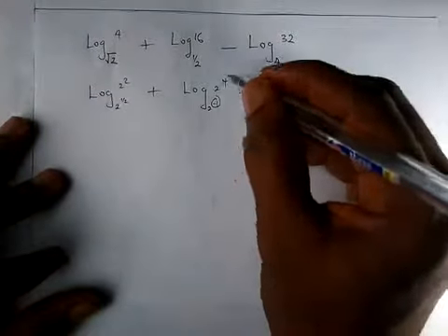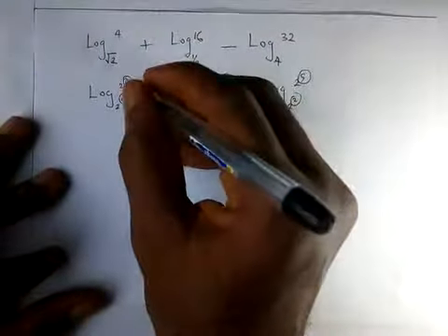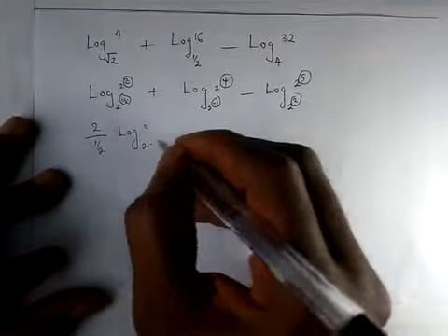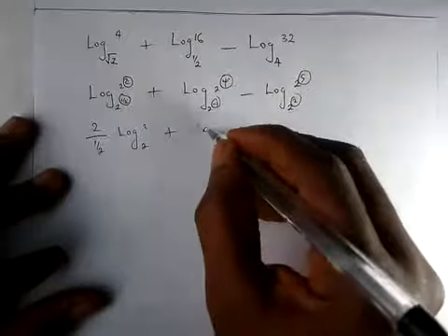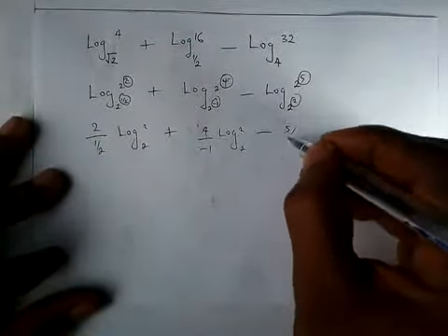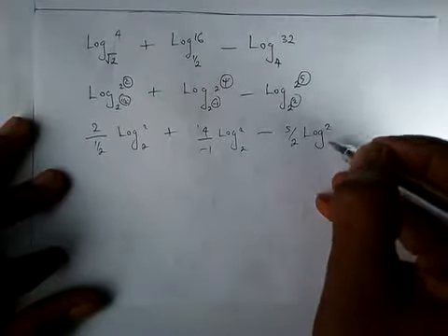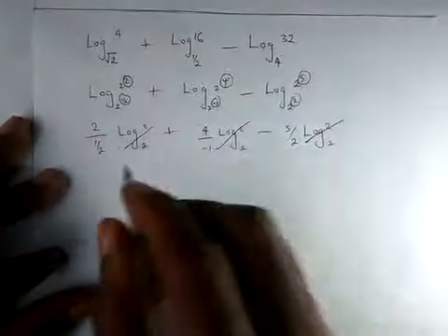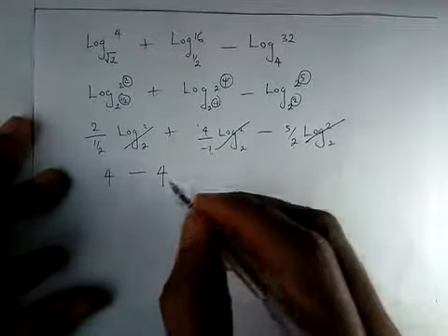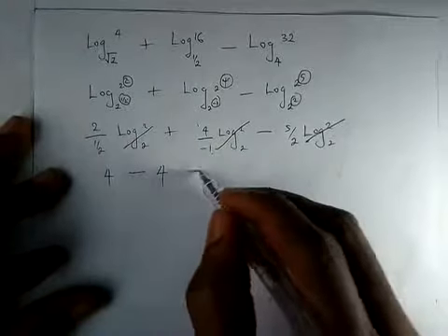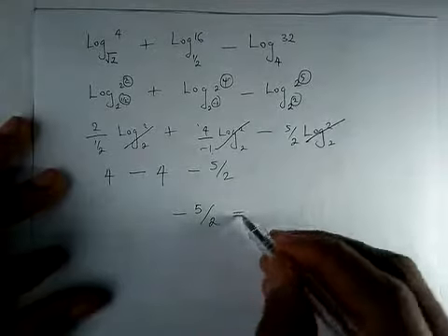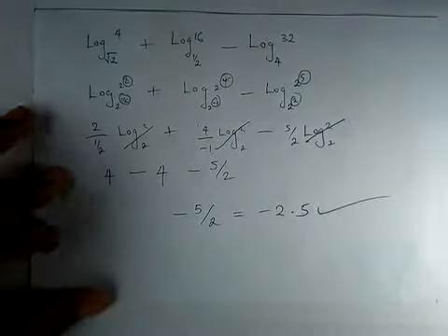So we take the powers, this over this: 2 divided by 1 over 2, log 2 to base 2, plus this over this: 4 over minus 1, log 2 to base 2, minus 5 over 2 log 2 to base 2, which is 1, 1, 1. So that is 4, okay, minus 4, okay, minus 5 over 2, and that is minus 5 over 2, which is minus 2.5.